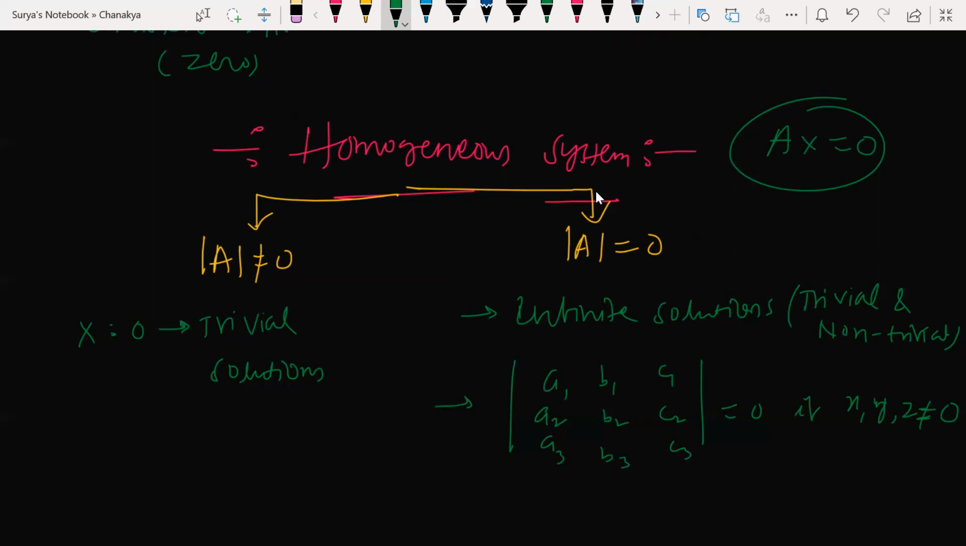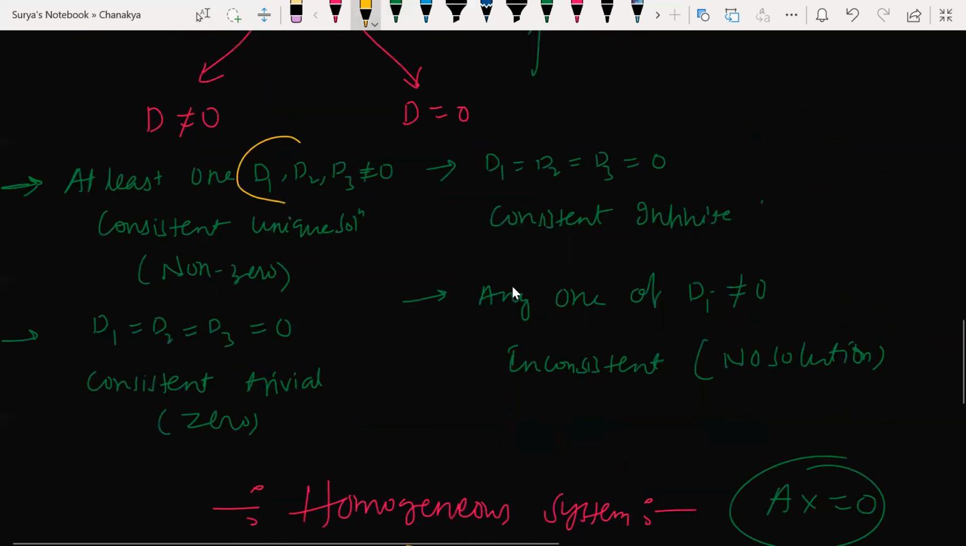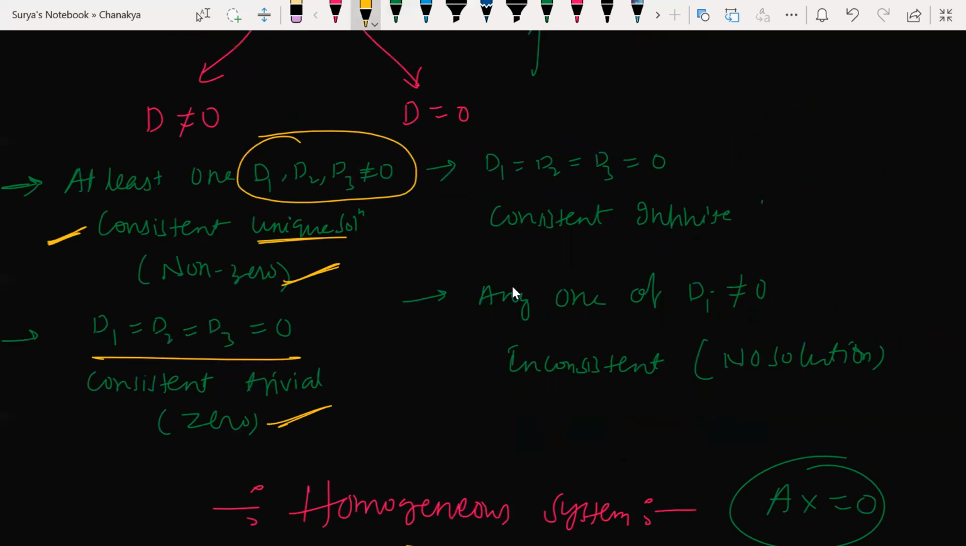The very important concept here is, if the determinant is not equal to 0, at least one of this is not equal to 0, you'll have a consistent unique solution, which is nothing but a non-zero solution. If all the determinants are equal to 0, you'll have a consistent trivial solution. If all determinants are 0, consistent infinite solutions. If any one of the Di is not equal to 0, then it will be inconsistent. So we will solve the questions now based on that.